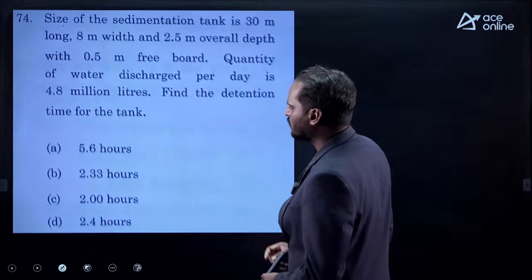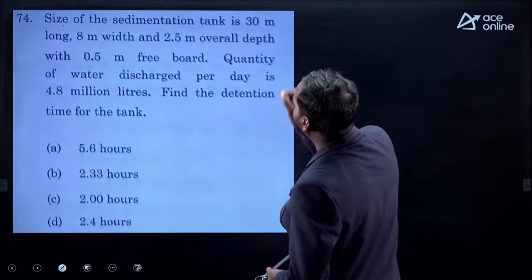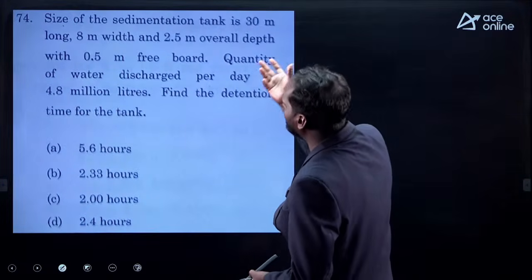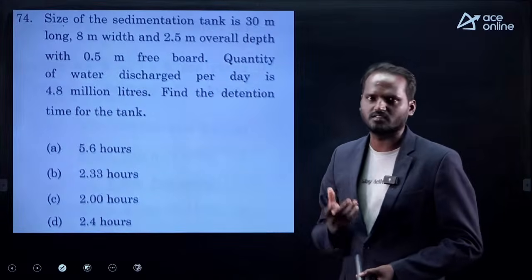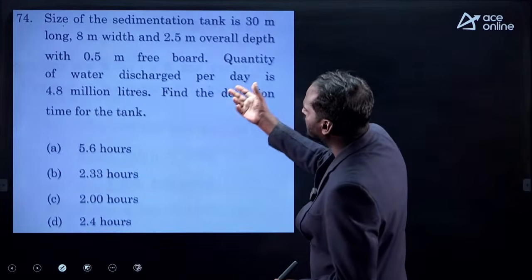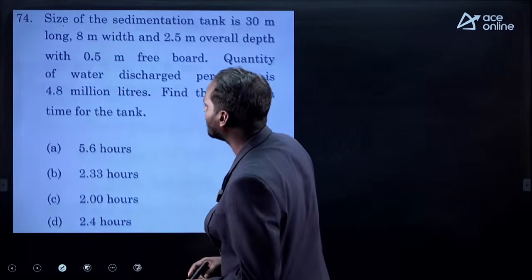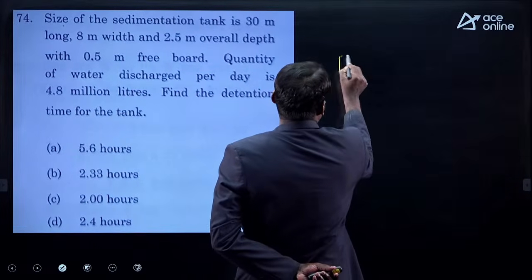The calculation is also very easy. Size of the sedimentation tank is given 30 meter long, 8 meter wide and 2.5 meter overall depth with 0.5 meter freeboard he has given, right. Quantity of water discharged per day is given 4.8 million liters. Find the detention time for the tank. What is the detention time dt?